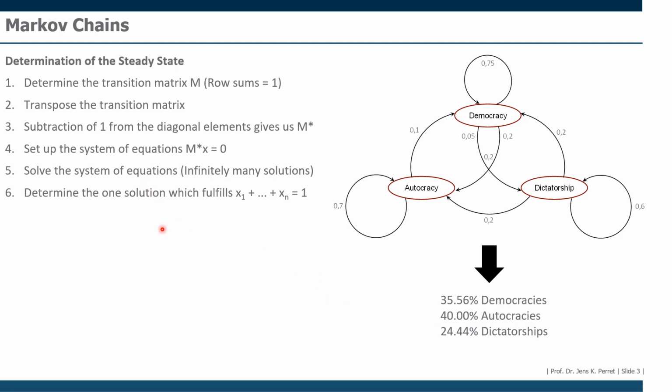And that's then everything there is regarding Markov chains, regarding the transition matrices, and how to calculate a steady state in this situation.